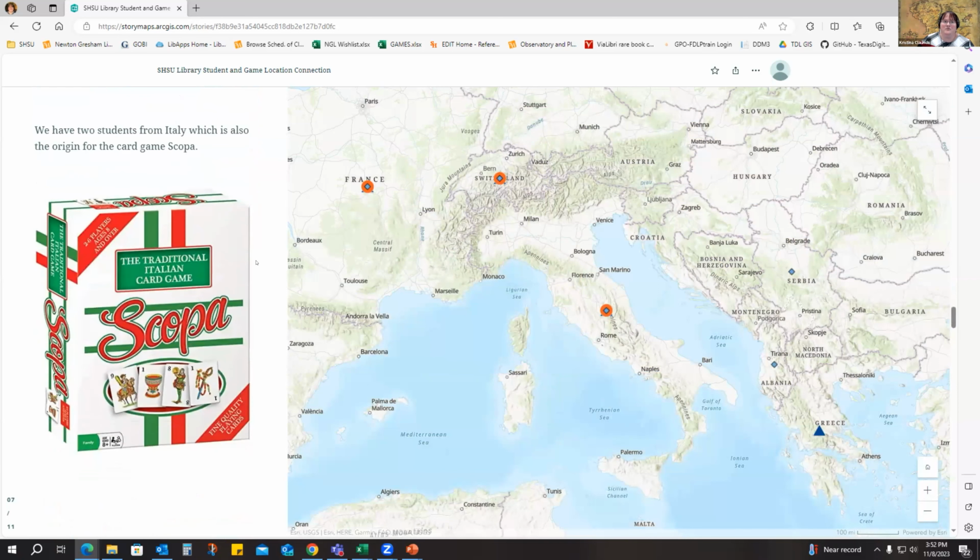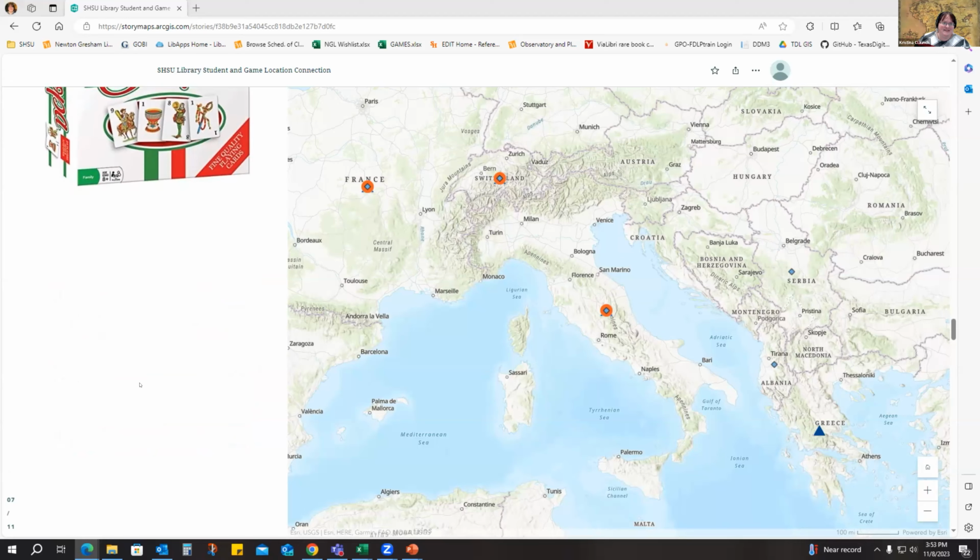So Italy was another one. We only have two students from there at this time, but this is one of the games I love. I actually found out about it on a Nancy Drew mystery game that you can play on the computer, but they had this game built in called Scopa. And I love Scopa. It's really, really fun, really easy to learn and play. And it was in Italy. It didn't give me a lot of detail on the timing, but it was a lot of fun. So anyway, I'll keep going.